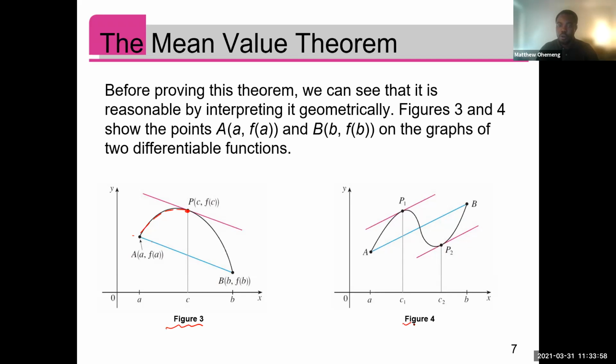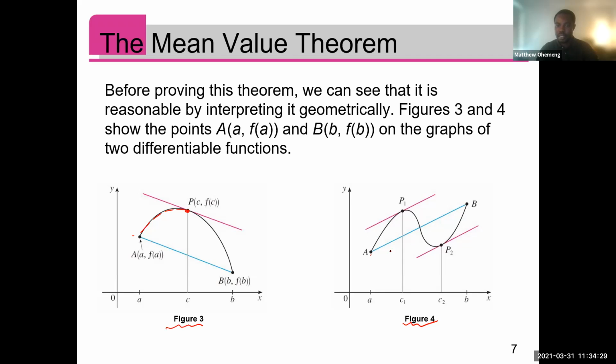For figure 4, we have the C occurring at two points, so there's more than one. Let's consider the hypothesis. The first condition: is the function continuous? Well, the function is continuous on the closed interval A to B. Is the function differentiable? Well, we don't see any sharp corners, we don't see any vertical tangents, and we don't see any discontinuity. So the function is differentiable from A to B.